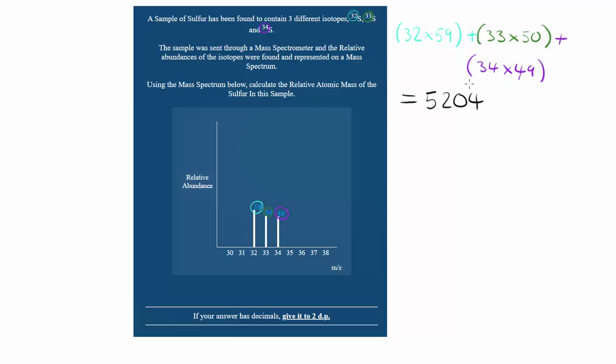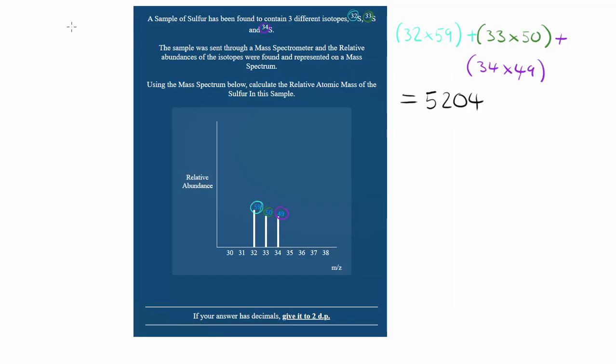5204. Now, from this point, we have to ask ourselves, what is the next step? Do we divide this 5204 by 100? If so, why? If not, why not? I invite you to have a think about that. In this case, we are not going to divide it by 100, but let's figure out why.